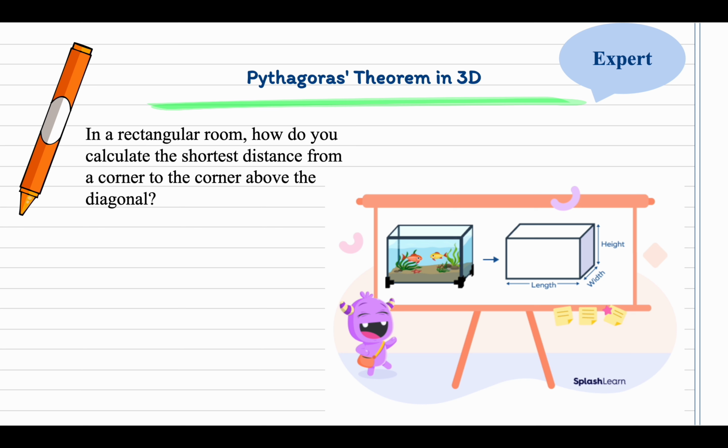So the goal here is to guide them in discovering how the Pythagorean theorem extends into 3D space. I will first throw out a real-life problem as a starting point, such as: in a rectangular room, how to calculate the shortest distance. This question sounds simple, but it involves the exercise of the path in 3-dimensional space.